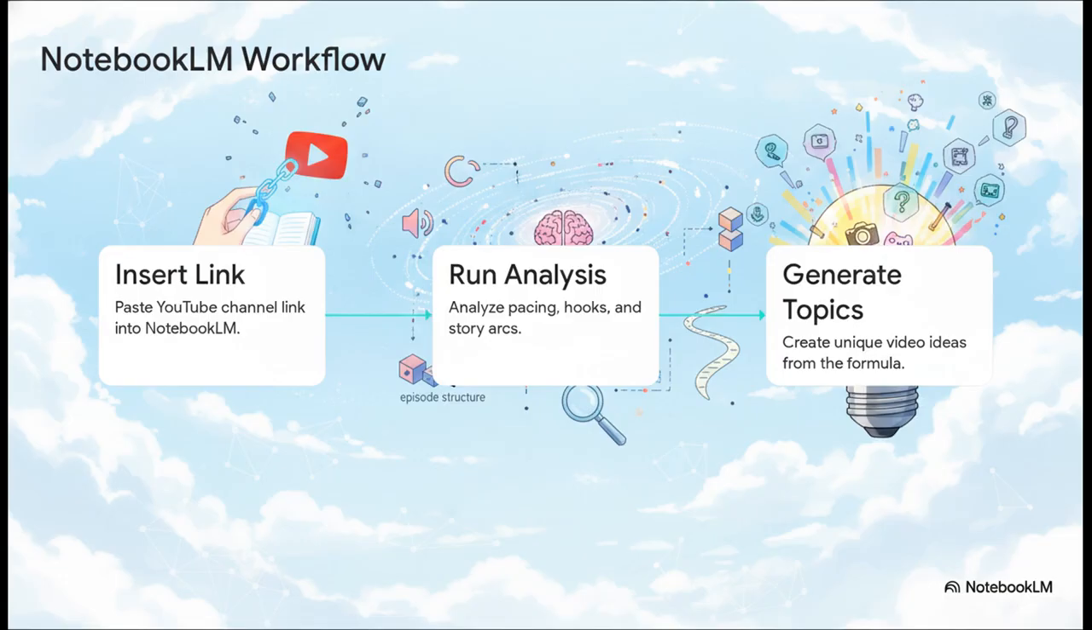It's super streamlined. Step 1, you just drop the YouTube link of a successful creator right into NotebookLM. Step 2, run an analysis prompt. You literally tell the AI, hey, analyze this channel's pacing, its hooks, and the story arcs. Then, step 3, ask it to generate unique topics based on that exact winning formula. It basically hands you the channel's psychological blueprint.